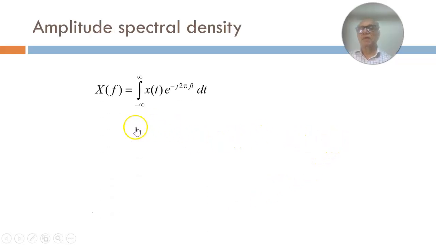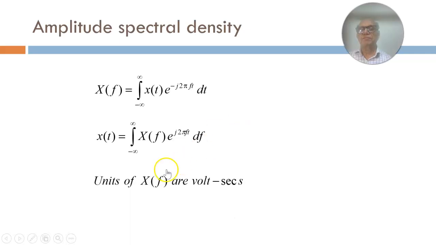Now you can write this equation in terms of f rather than in terms of omega, simply by substituting for omega. So this is 2 pi ft. So the left hand side can be expressed as a function of f rather than omega. And the inverse equation you can write, because omega is 2 pi f, so that 2 pi cancels. So you get this equation.